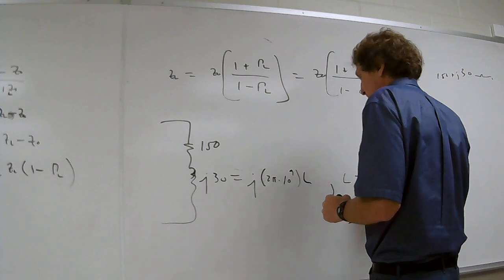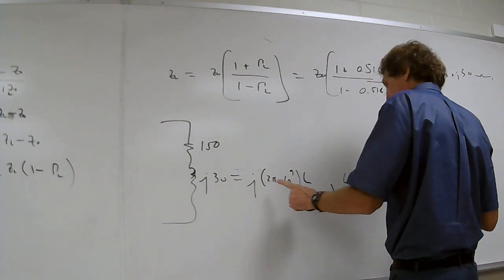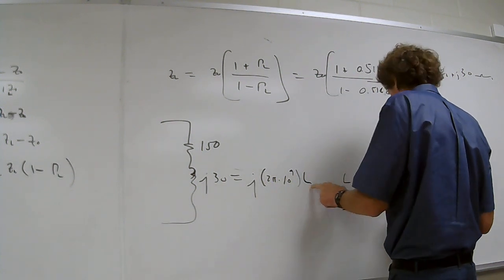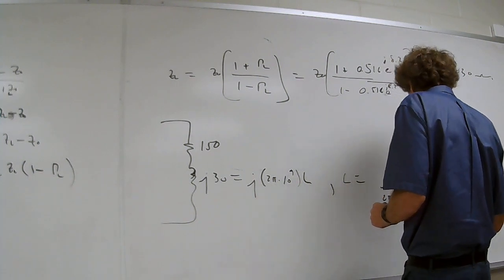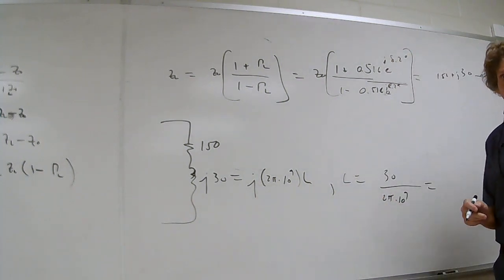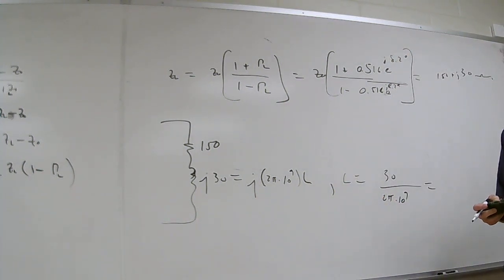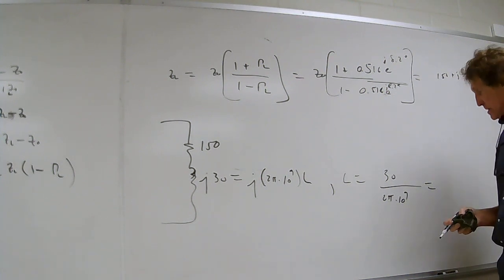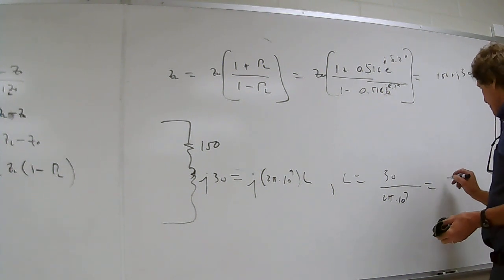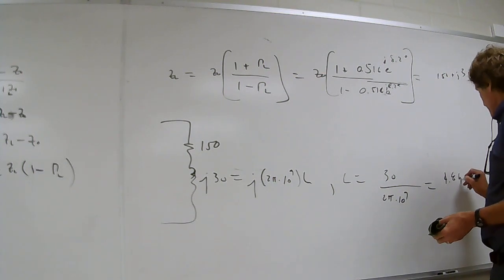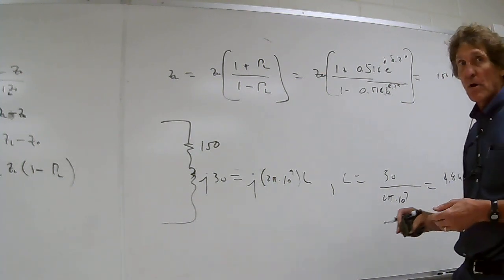That means L itself would be 30 over 2 pi times 10 to the 9th, and I don't know what that is. I think that's right. What's the answer? I don't know. I think it's 4.8 nanohenries. Yeah, that's about right. Okay, that's that problem in a nutshell.